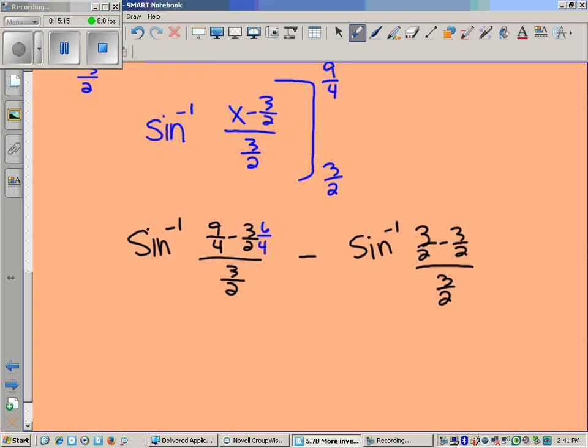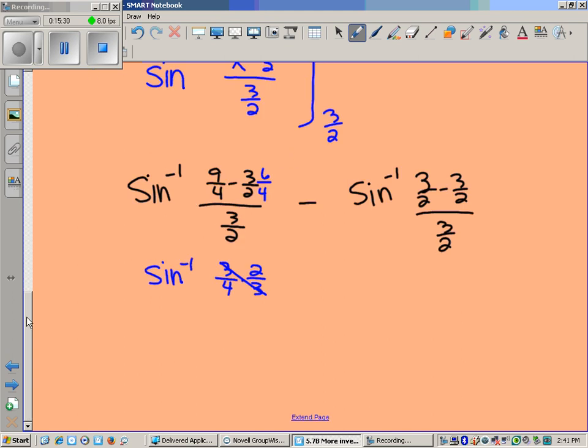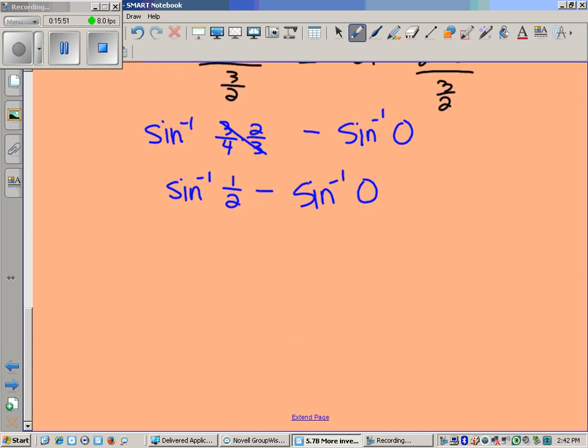All right. When I'm doing this, it looks like I need a common denominator here. So can I change this to a 4, which means this is a 6/4? So on the top here, I get sine inverse of 9/4 minus 6/4 is 3/4 divided by 3/2, aka multiply by the reciprocal, 2/3. So then really what do I get here? Sine inverse of 1/2. And we'll do that here in a second. Let's finish up this other side. 3/2 minus 3/2, that's a 0. What's 0 divided by 3/2? 0. So sine inverse of 0. All right. So I have sine inverse of 1/2 minus sine inverse of 0.